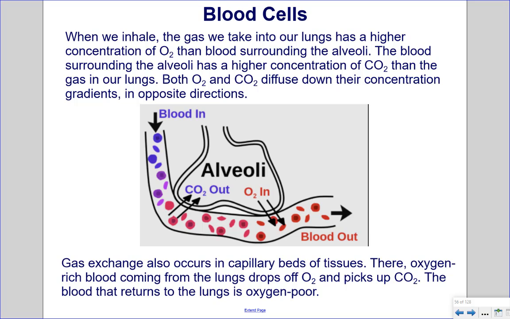Blood cells. When we inhale, the gas we take into our lungs has a higher concentration of oxygen than blood surrounding the alveoli. The blood surrounding the alveoli has a higher concentration of carbon dioxide than the gas in our lungs. Both oxygen and carbon dioxide diffuse down their concentration gradients in opposite directions. Gas exchange also occurs in capillary beds of tissues. There, oxygen-rich blood coming from the lungs drops off oxygen and picks up carbon dioxide. The blood that returns to the lungs is oxygen poor.